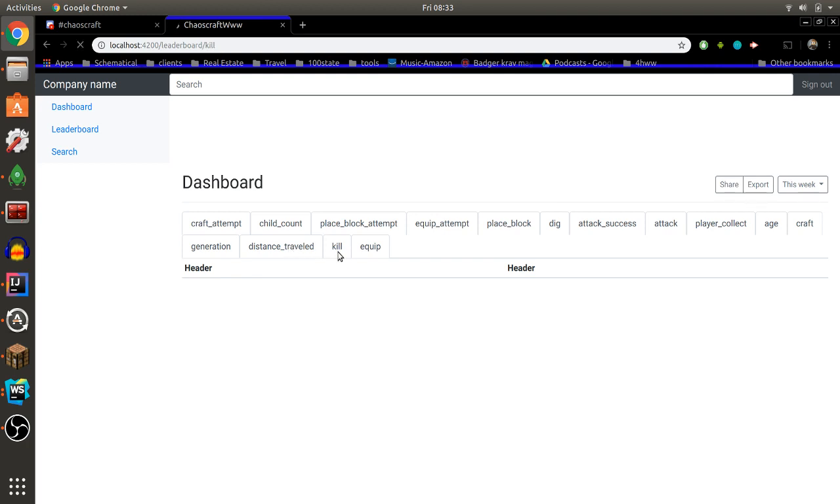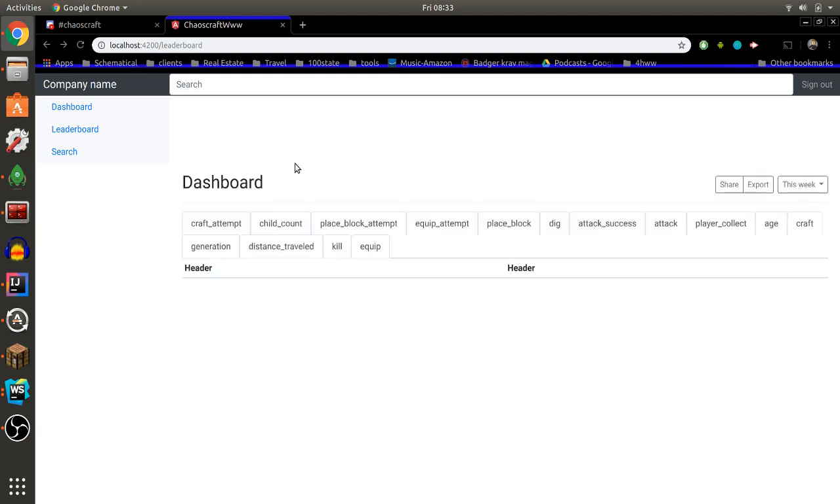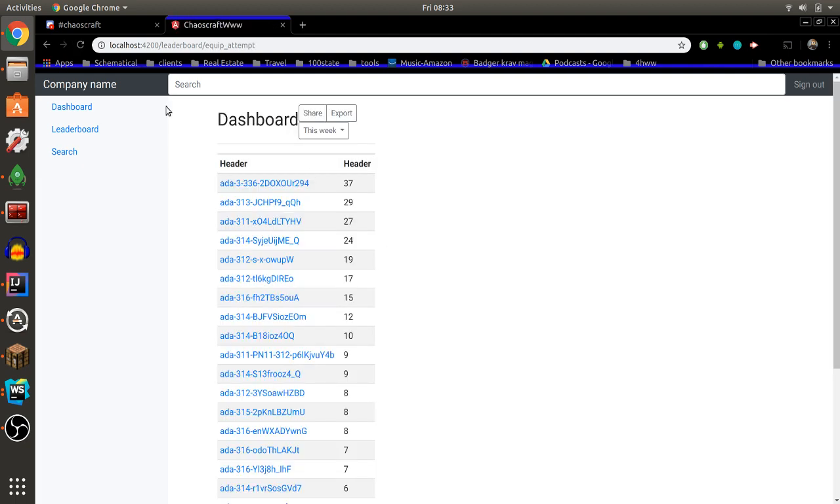Kills? Only two people who've killed, but I'm betting those are the octopuses. Octopi? We went through this at camp, at the camp I coach at. I'm not seeing... Oh wait, there was equip successes. We're not tracking what they're equipping.